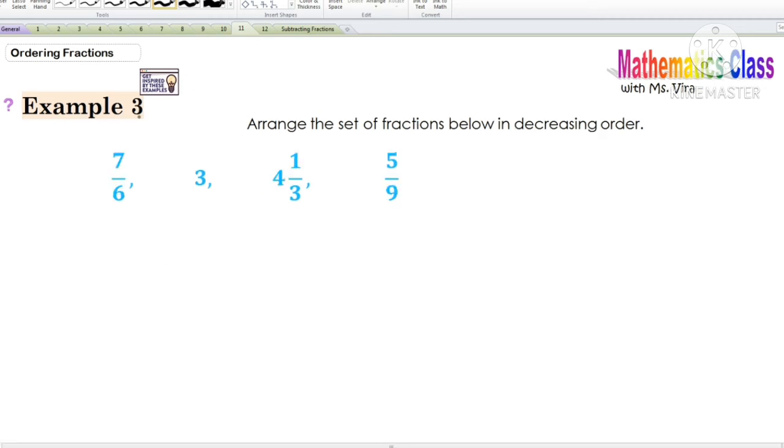Okay, let's see example number 3. Arrange the set of fractions below in decreasing order. 7 sixths, 3 wholes, 4 wholes and 1 third, and 5 ninths. As you can see from all those fractions, 5 ninths is the only fraction that is less than 1 whole. So for sure, 5 ninths is the smallest fraction.